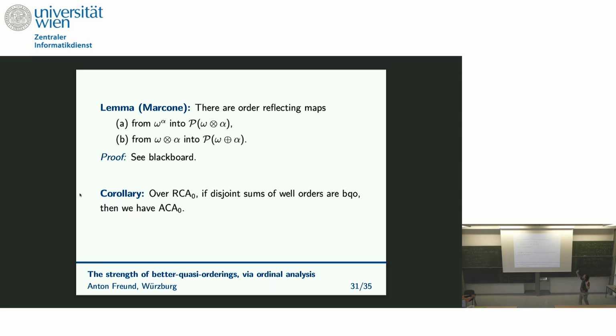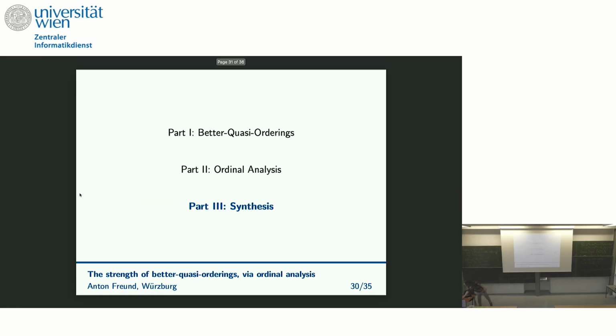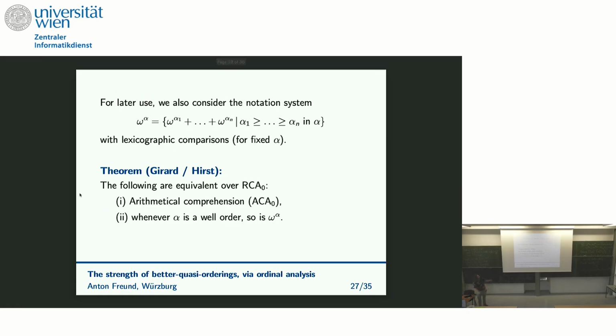Right? So RCA naught knows that the power set operation preserves it, even though it does not know that disjoint sums do. That's just the definition of better-quasi-ordering. Right? So then we know in RCA0 that this power set of omega plus alpha is a better-quasi-order, but then we know that the product is a better-quasi-order, so we know that its power set is a better-quasi-order, so we know that omega to the alpha is a better-quasi-order, in particular well-founded, and then by the result at the end of the ordinal analysis part, that was arithmetical.